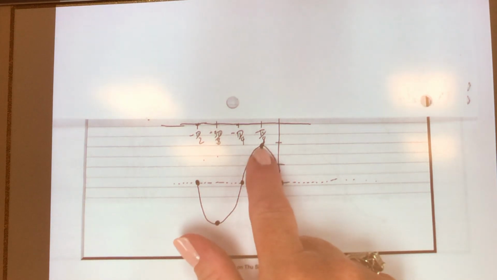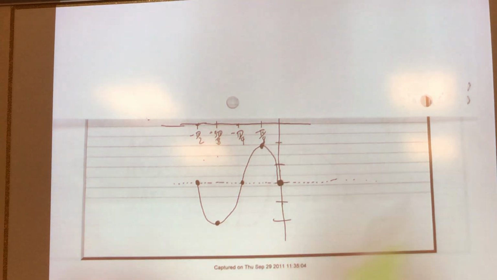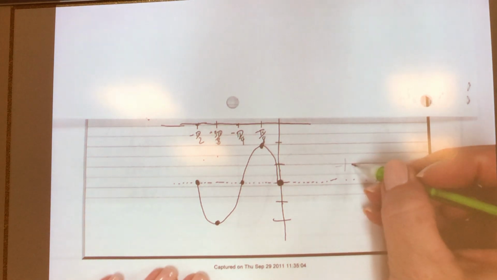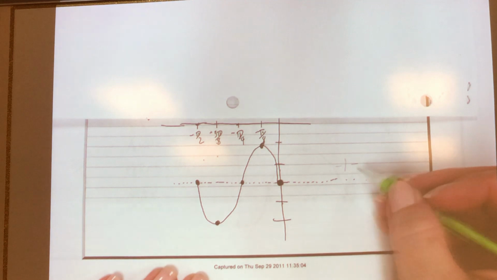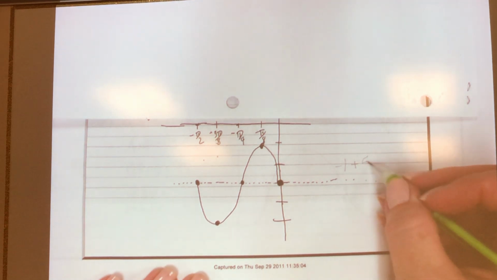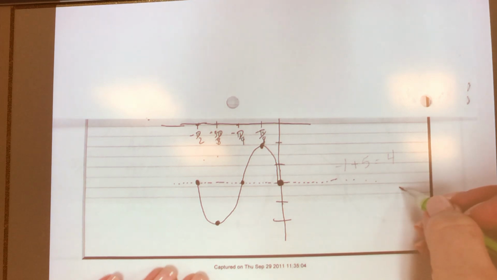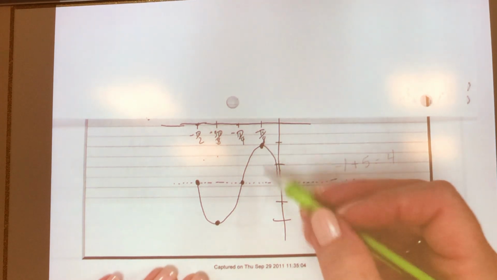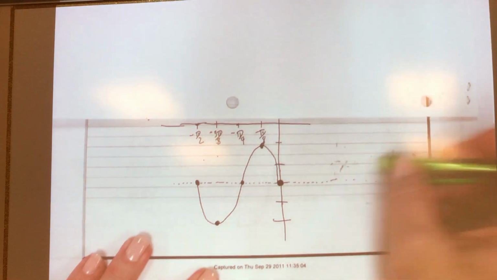Y'all want to see if it works? Watch this. Let's say this is -1. What is -1 minus -5? What is that going to be? 4. And what is 4 divided by 2? 2. So my amplitude is up 2 and down 2. Boom, that's pretty good. All right, so that's not bad.